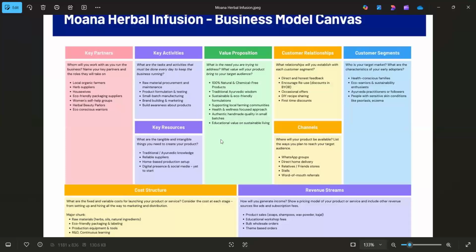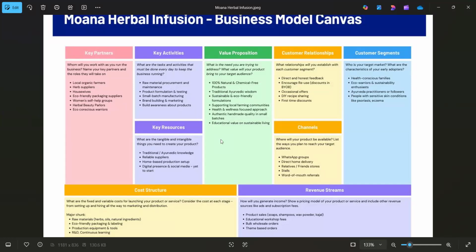So what key activities do we perform? Raw material procurement and maintenance, then product formulation and testing. We do not go to any lab for testing. Whatever products we make, we try them on ourselves first. That is our own home testing. Then small batch manufacturing, we are not doing it on a large scale. Brand building and marketing, which we are yet to start. Then building awareness about the products: we create posters and circulate them in groups. That is how we are building awareness. Those are the key activities we are doing currently.